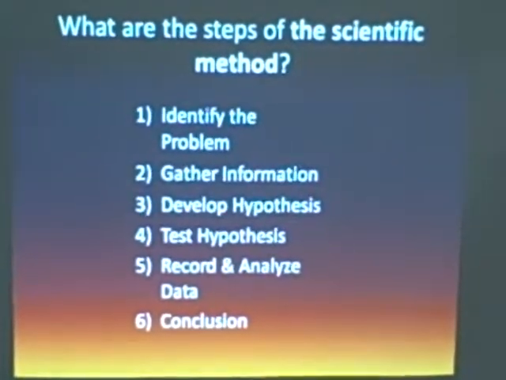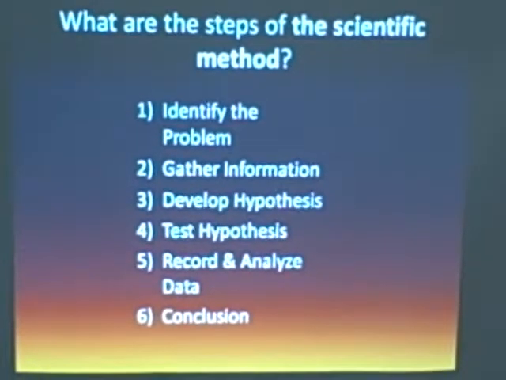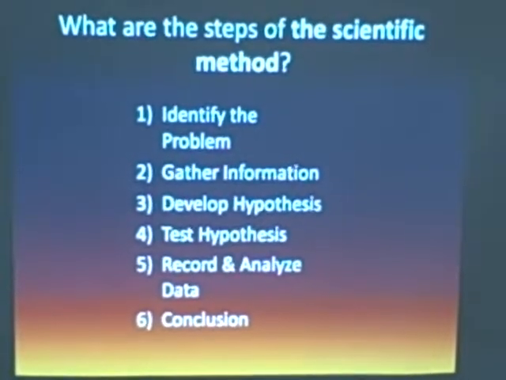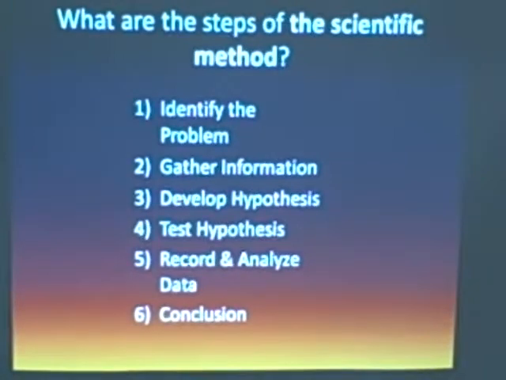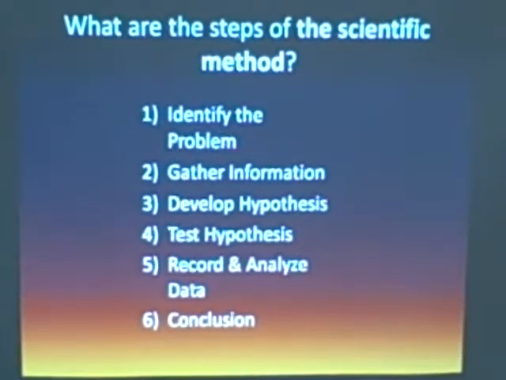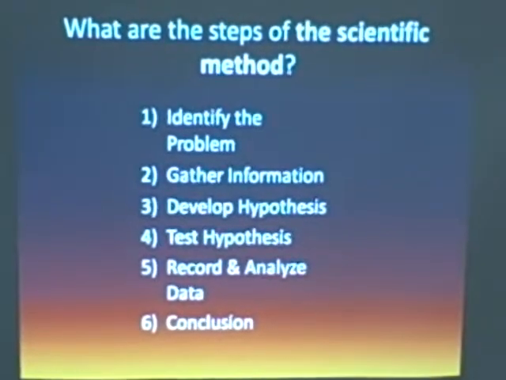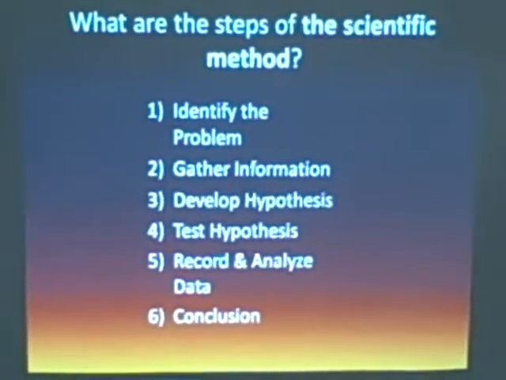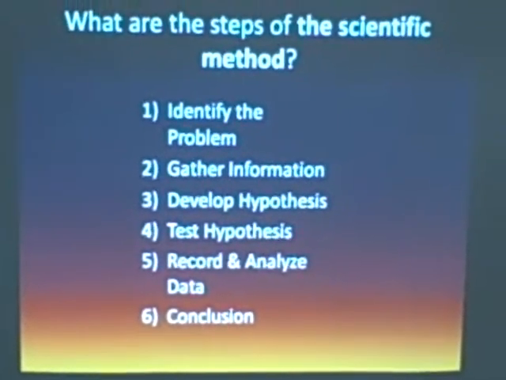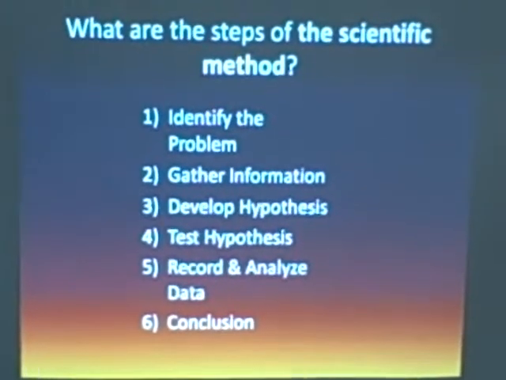So, the 6 steps of the scientific method. First, you identify the problem. Then you gather information. Then you develop the hypothesis. Then you test the hypothesis. Then you record and analyze the data. And you wrap it all up with a conclusion paragraph explaining your lab and everything you found out.